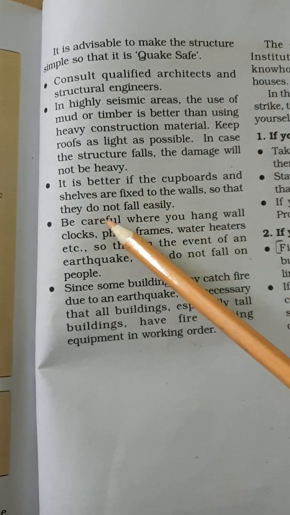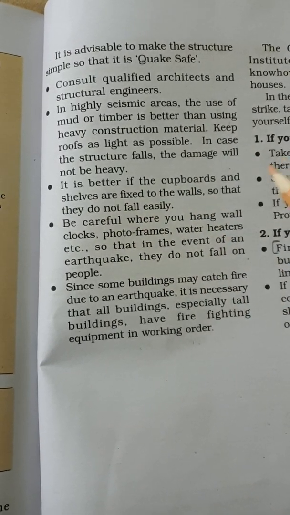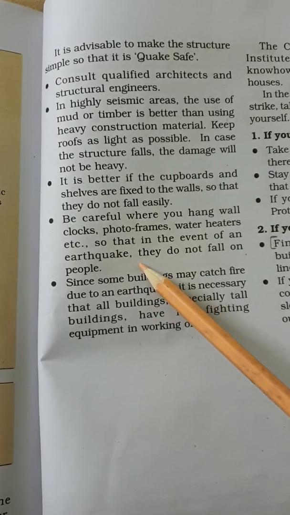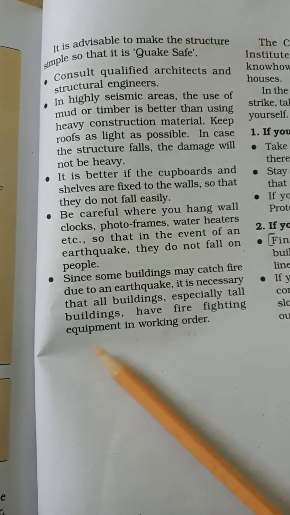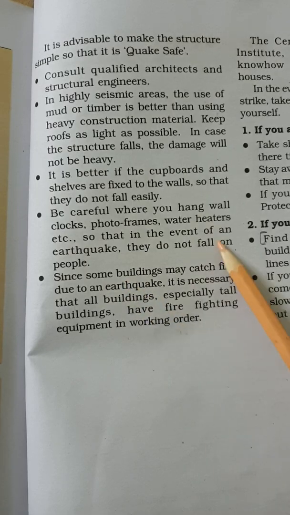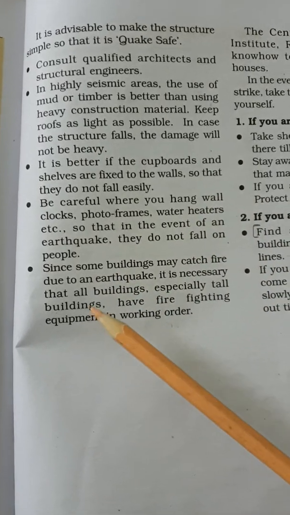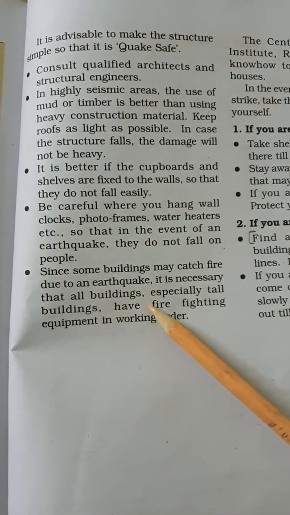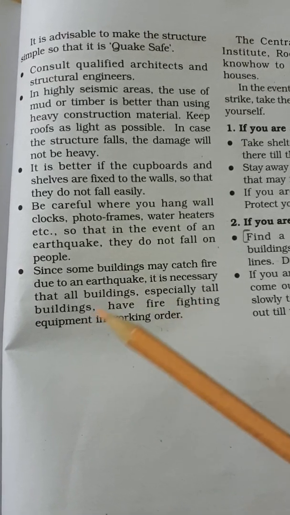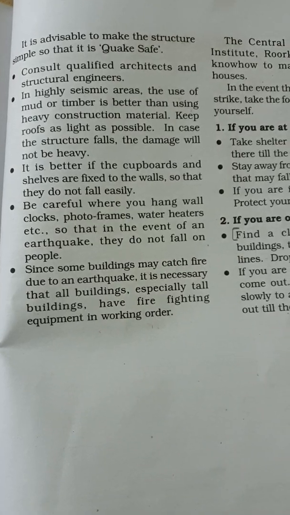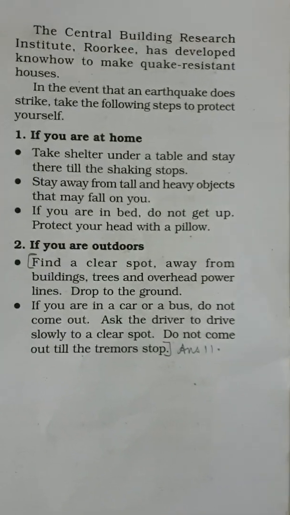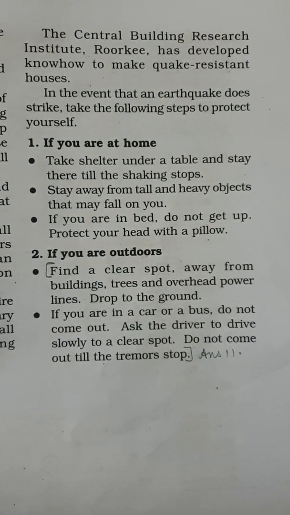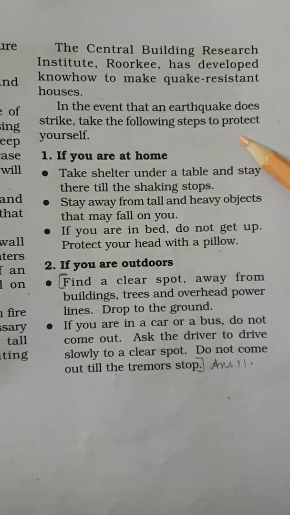It is better if cupboards and shelves are fixed to the walls. With a nail, if they are fixed to the walls, there is less possibility of falling down and causing harm. Be careful where you hang wall clocks, photo frames, water heaters, etc., so that in the event of an earthquake, they do not fall on people. Also, since some buildings may catch fire due to an earthquake, it is necessary that all buildings, especially the tall ones, have firefighting equipment in working order so that if fire breaks out, it can be extinguished. The Central Building Research Institute Roorkee has developed know-how to make quake-resistant houses.